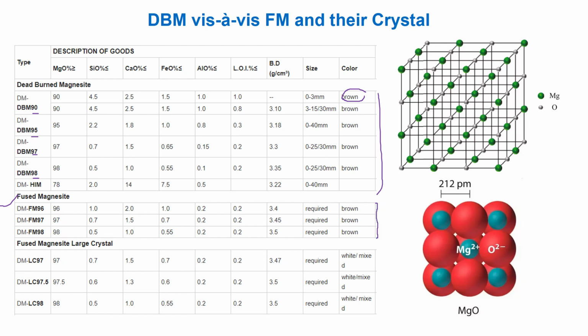In previous slides we already discussed this. But fused magnesia large crystal becomes white. So if we find any whitish color in fused magnesia, it shows that those are large crystals. The crystal structure of MgO has a cubic system, and their size variation depends on the processing conditions. So this is the arrangement of Mg and O bonds.